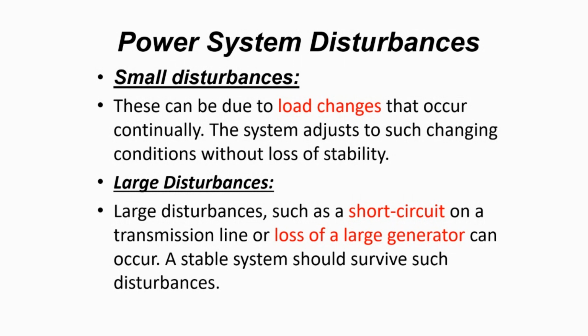But sometimes there will be a large disturbance, like a short circuit, or if we lose a large generator in the system. Remember that we have an infinite bus. This large generator hooked to this bus is highly making the system stable by its very small internal resistance, or by the very high inertia of this large generator. If you lose it, then it will be bad.